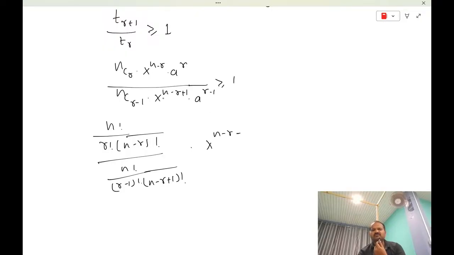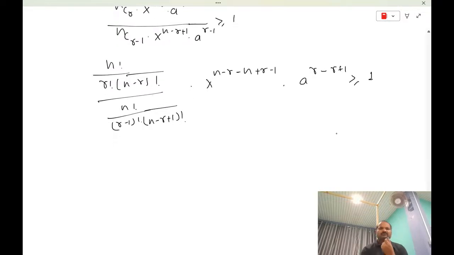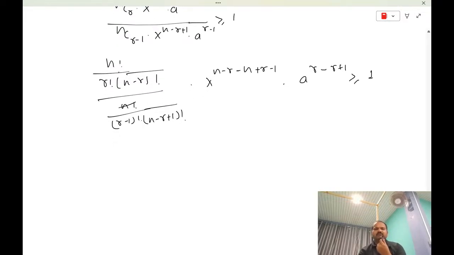So it is in the division, so it will be subtract. So minus n plus r minus 1 into a to the power r minus r plus 1 should be greater than or equal to 1. So here we can see n factorial will get cancelled. r factorial can be written as r into r minus 1 factorial, so this one also will get cancelled. So in the denominator, it will become 1 by r.